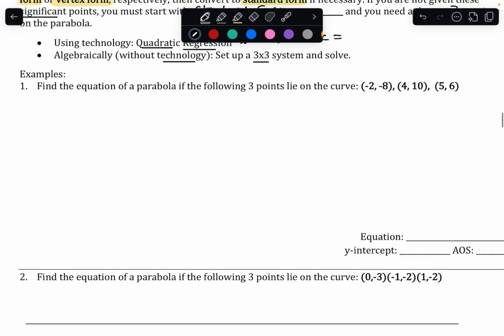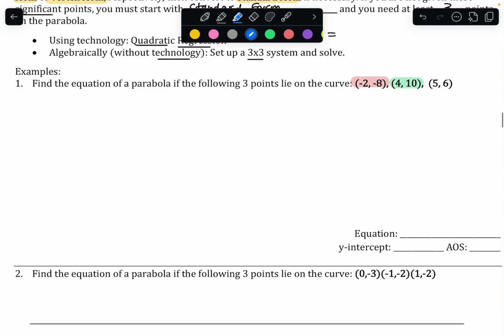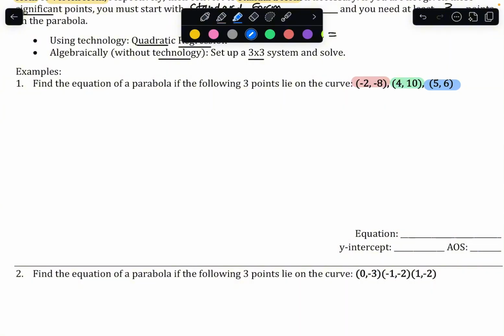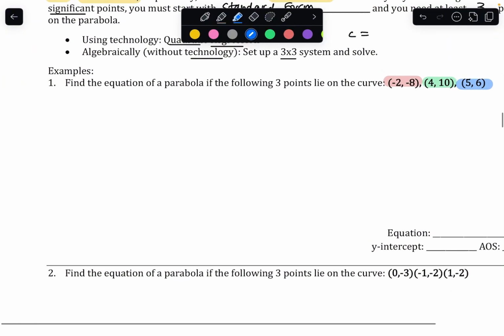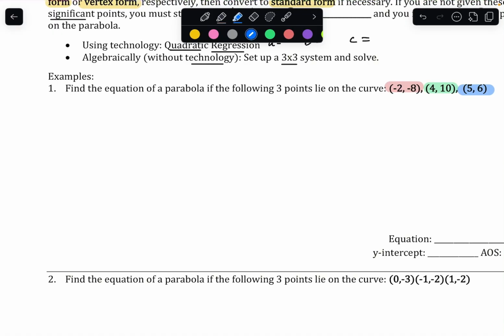In this first example, it says write the equation of the parabola with the following 3 points. These points are just random points on the graph. They're not the roots, they're not the vertex. We have the point -2, 8, we have the point 4, 10, and we have the point 5, 6. You could try to graph these, but that's not usually the best way to do this, especially if the numbers are large and the points aren't really falling anywhere near each other. And so we're going to start with standard form, which is ax squared plus bx plus c.